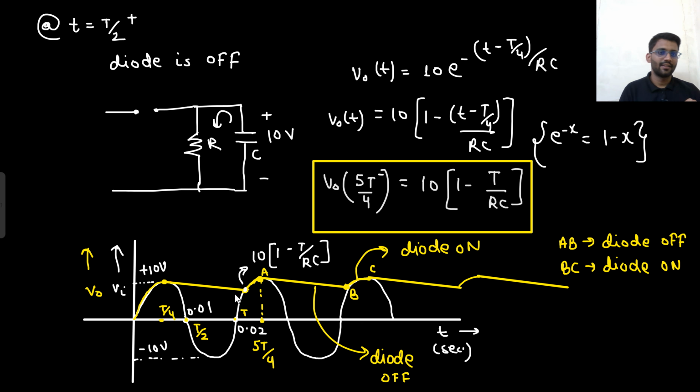What is the value of V naught at 5t/4? That is 10. So the capacitor is changing its voltage almost instantaneously. Although it is not instantaneous, it is following linearly, but still you can say it is almost instantaneous. From 5t/4 minus, it was 10 into 1 minus t by RC. At 5t/4 plus, it is 10 volt. Are you getting this point or not?